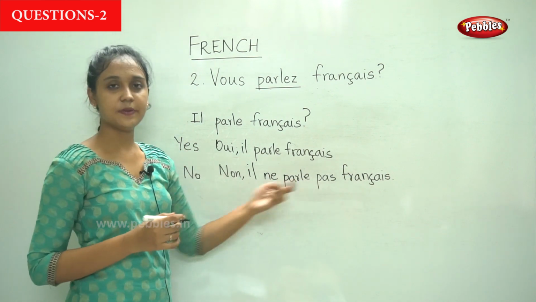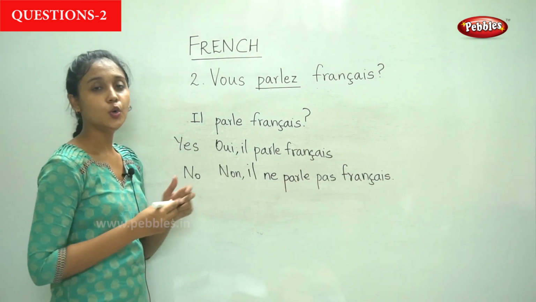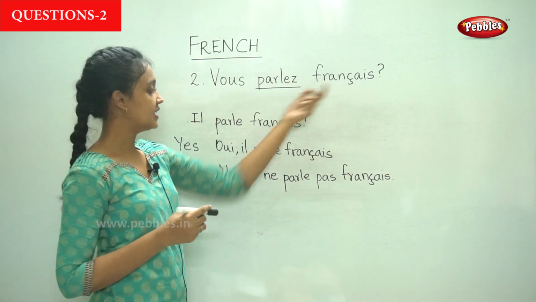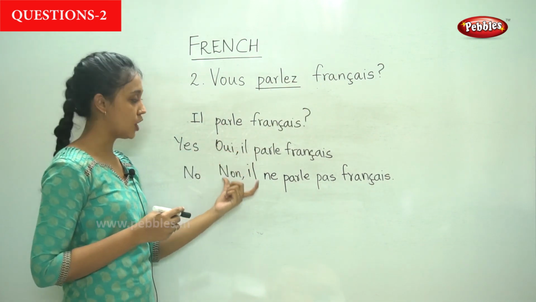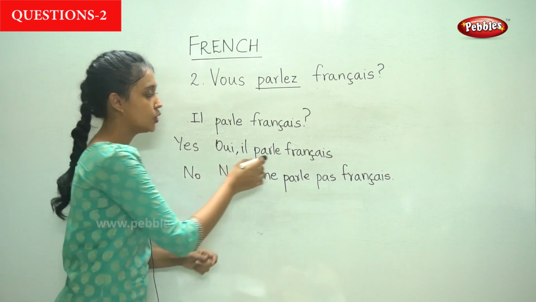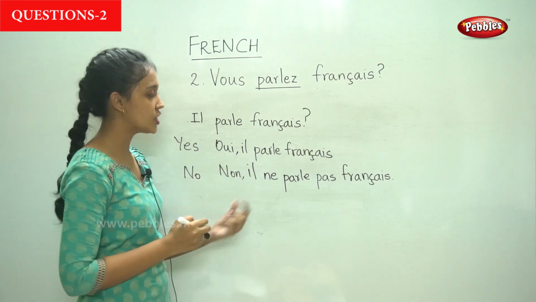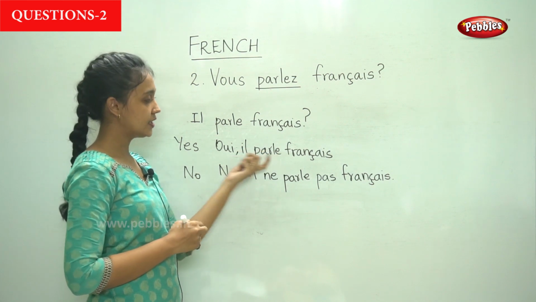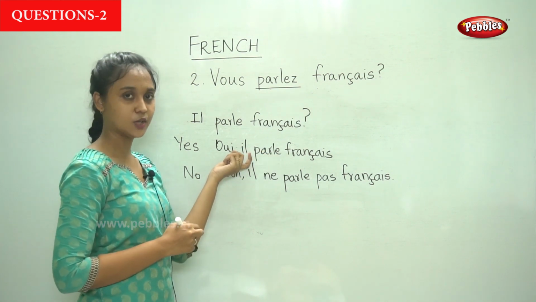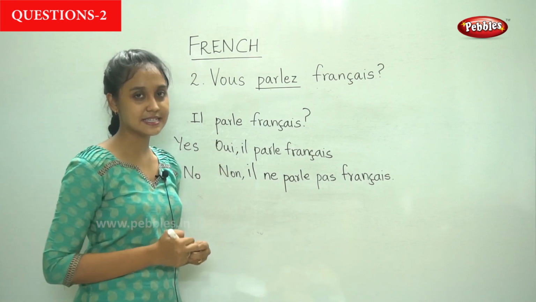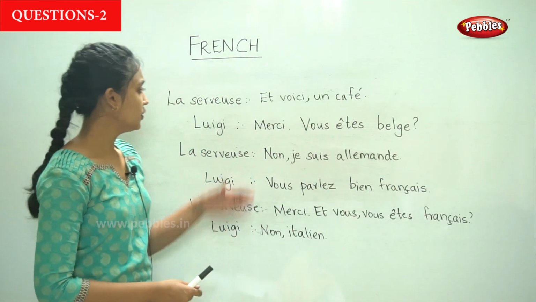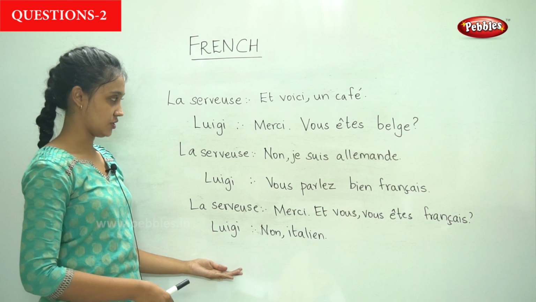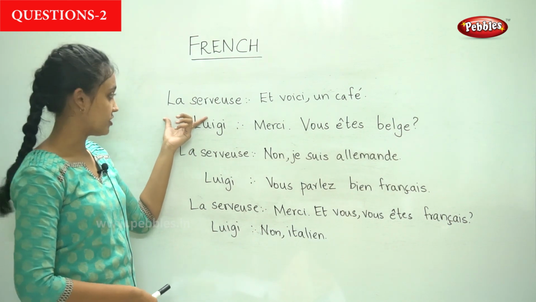He doesn't speak French. So now we have learned this question and we know how to respond to this question. You only have to know the conjugation of the verb used and you have to conjugate it based on the subject we have used in that particular sentence. Now here is the next conversation. So let us read this conversation.